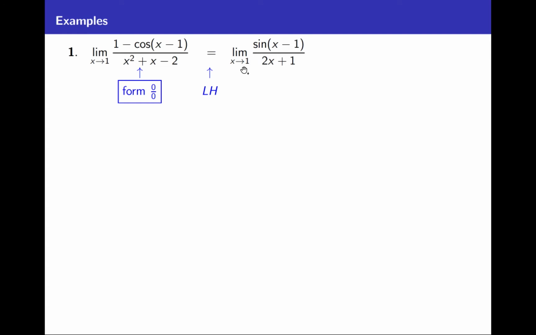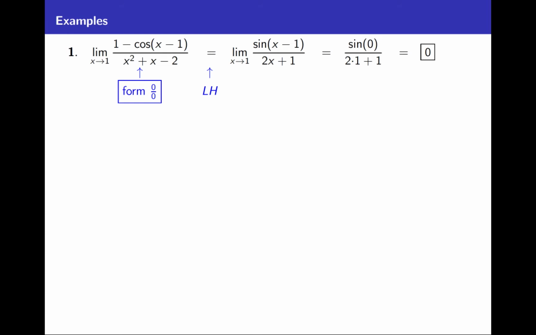So we get the limit as x approaches 1 of sine(x minus 1) over 2x plus 1. And look at this limit. It's really simple. The denominator is no longer approaching 0. You can just use a limit law here and plug in x equals 1. You get sine of (1 minus 1) on top, or sine of 0, divided by 2 times 1 plus 1, and that's 0 over 3, so it equals 0. So we got a quick answer of 0 here using L'Hopital's rule.